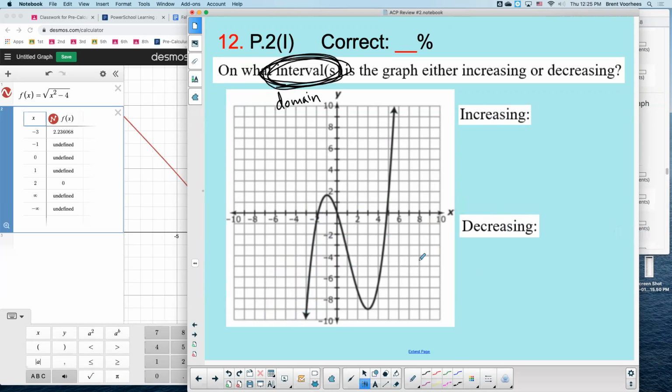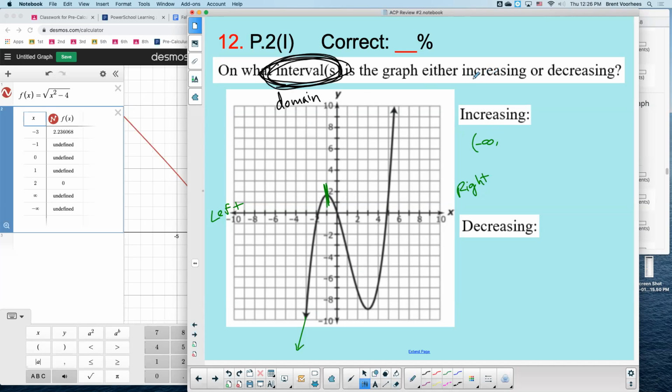So going from the left to the right, kind of like you're reading a book, it increases. It increases all the way up to this point. So it goes from forever to the left up to there. And I say forever to the left because this is not going straight down. This is actually going at an angle. And so from forever to the left, it's increasing from negative infinity all the way up to this point.